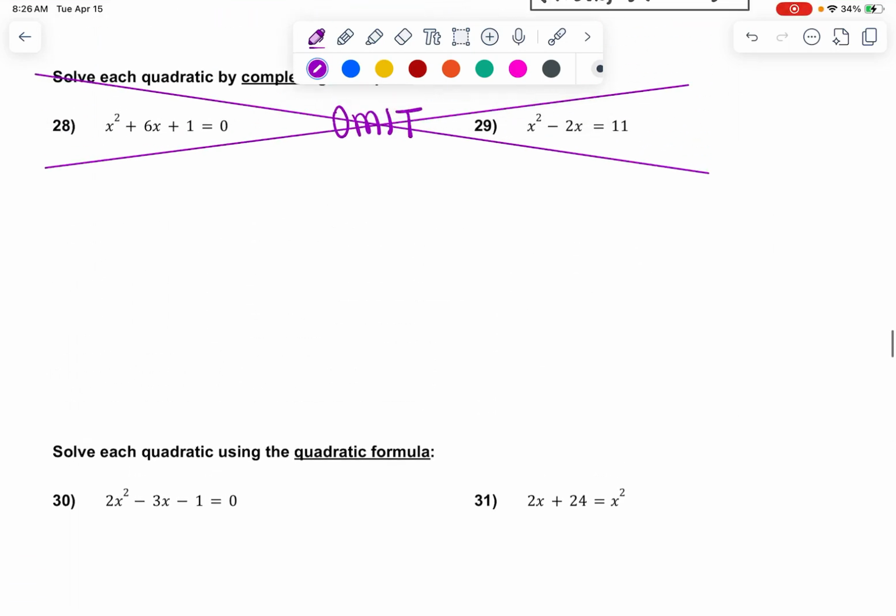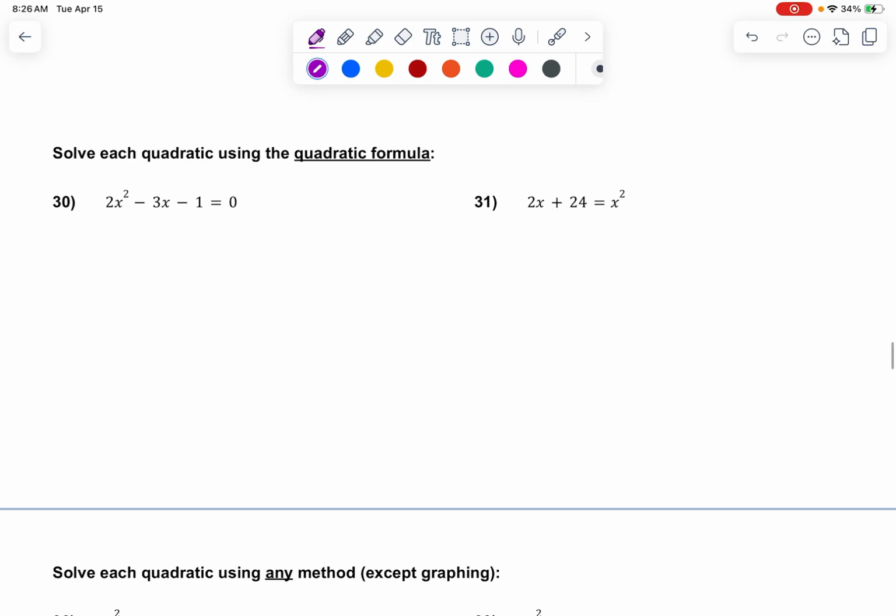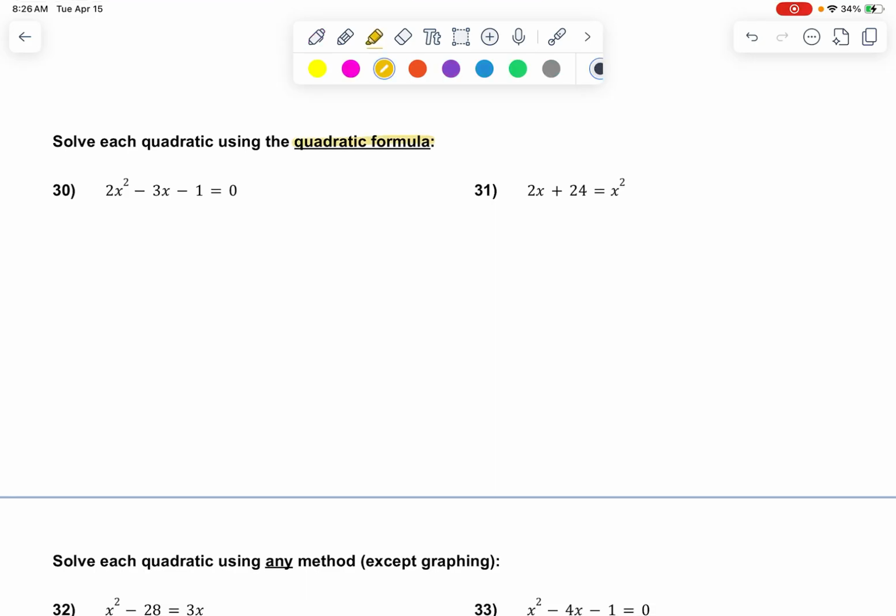All right, you guys, so we skipped, remember that you don't have a 28 or 29 on your paper because we haven't learned completing the square, right? So I'm gonna hop right to number 30 and 31, which say to solve by using the quadratic formula.